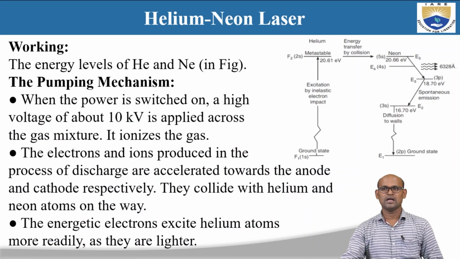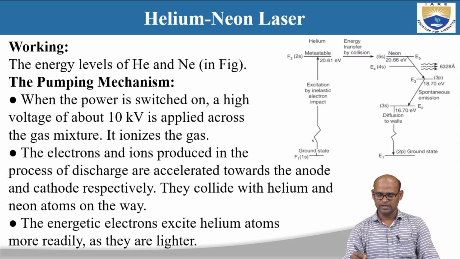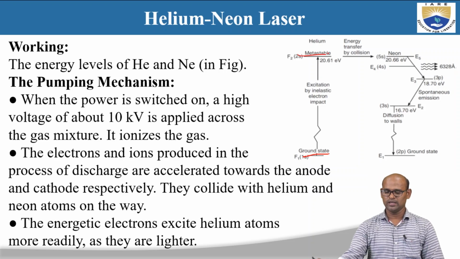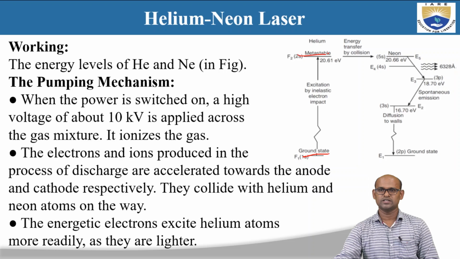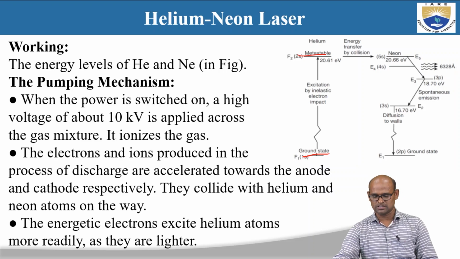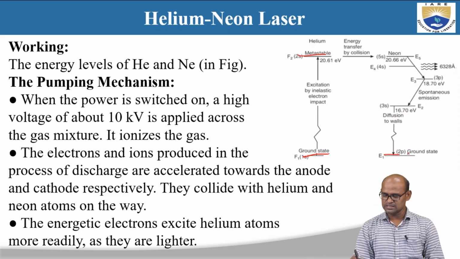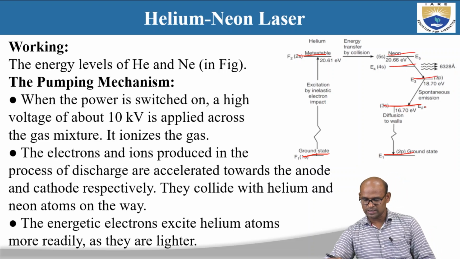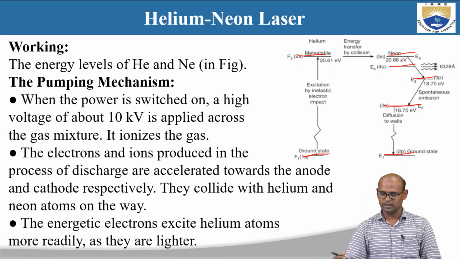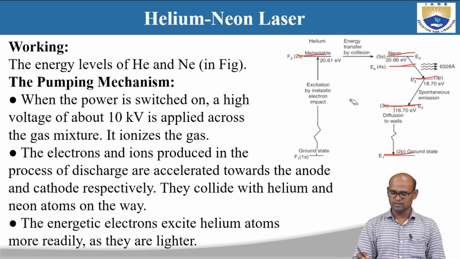So how does this work and how do we get the laser beam? These are the energy levels of helium. You have F1, F2. Helium atoms have 2 energy levels. F1 is the ground state and F2 is a metastable state. Whereas neon has E1, E2, E3, E4 and E5. Out of these, E2 and E3 are metastable states, E5 and E4 are normal excited states, and E1 is the ground state.